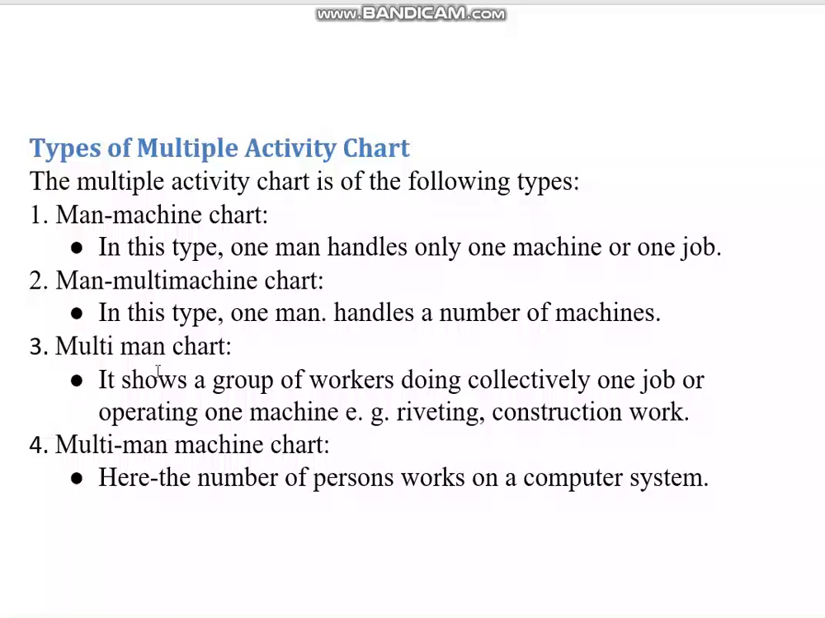Then the multi man chart. It shows a group of workers doing collectively one job or operating one machine, like riveting, construction work and such things. And the fourth one is the multi-man machine chart. Here a number of persons are working on a number of machines. So these are the different types of multiple activity chart.